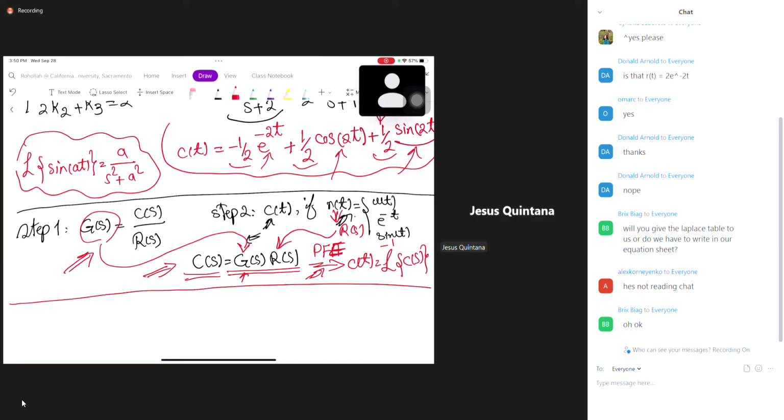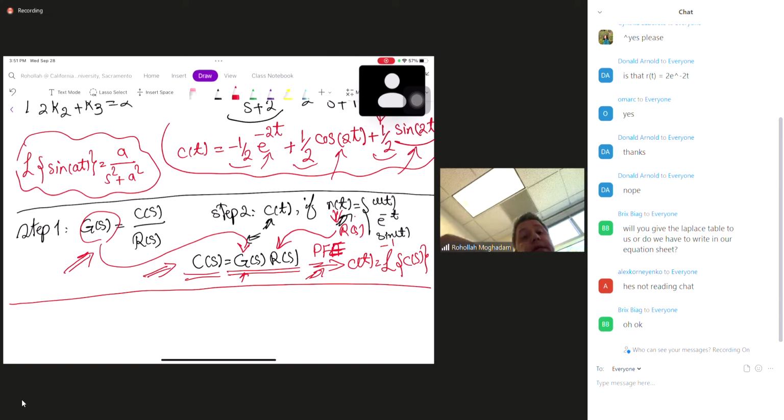Yeah, it makes sense. I didn't know if, once I found the given value, like if C of t equals a certain value, was I supposed to put it into C of s equals G of s R of s and just stop there, or continue? I didn't know about that.